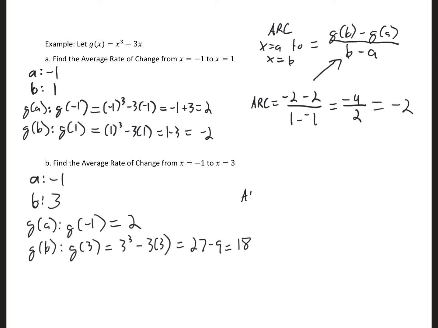So let's compute the average rate of change now. It's the change in outputs, the g of b minus g of a. So 18 minus 2 over b minus a, 3 minus negative 1. 18 minus 2 is 16. 3 minus negative 1 is 4. 16 over 4 is 4.